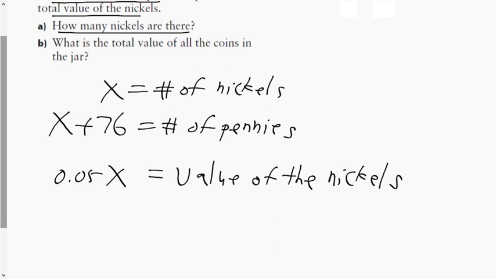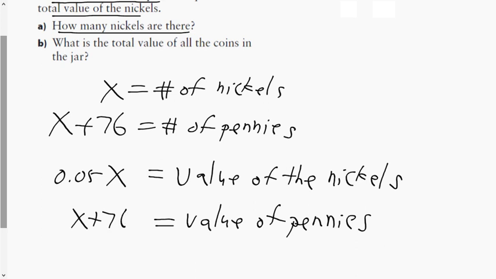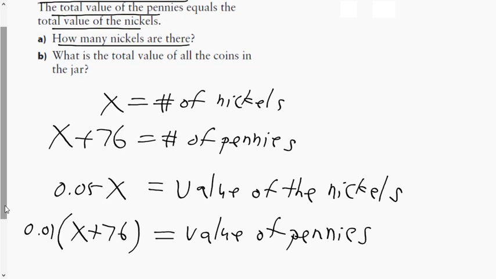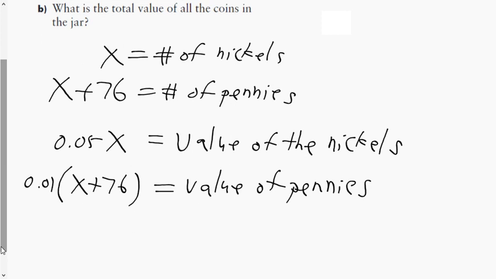So the appropriate algebraic expression is taking the number of nickels and multiplying it by the value of a nickel. And therefore, likewise, the value of the pennies will be taking the number of pennies, which is this much, and multiplying it by 0.01. Because whatever number of pennies there are, that expression represents how many there are, and multiplying it by 0.01 will represent its value. And then we have to go back to this last sentence here. The total value of the pennies equals the total value of the nickels. And that is a significant hint as to what equation you will create.